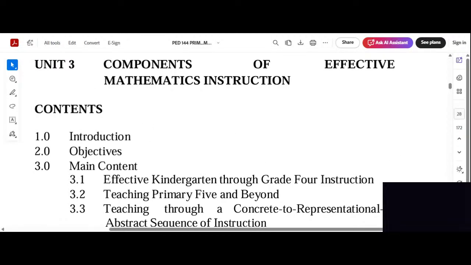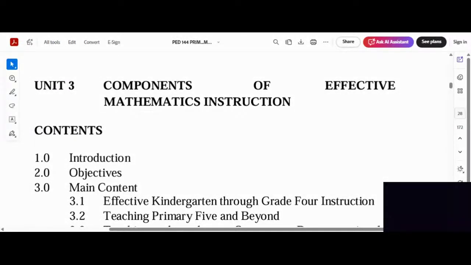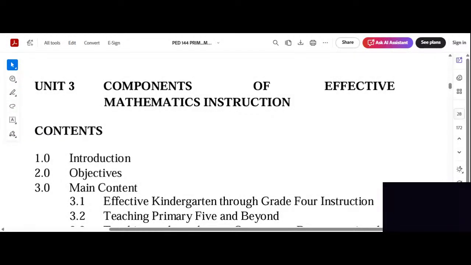Now, the next thing we'll be talking about is no longer the 9 years basic curriculum. Our concern will be Unit 3. In Unit 3, we will talk about components of effective mathematics instruction. How you will instruct your learners, your pupils, your students, how you will teach them, if your teaching method and style will be effective, what are the things it will contain? That is what we want to learn.